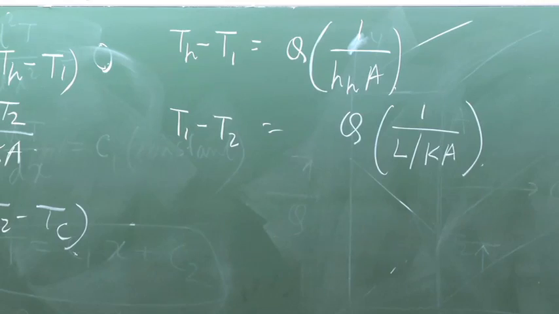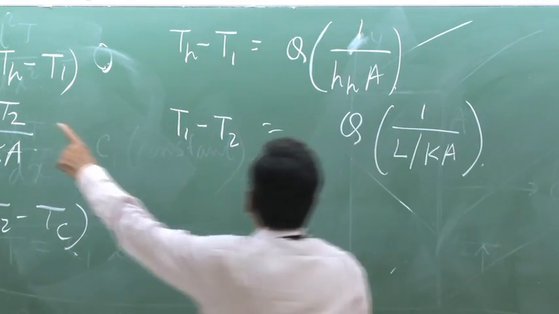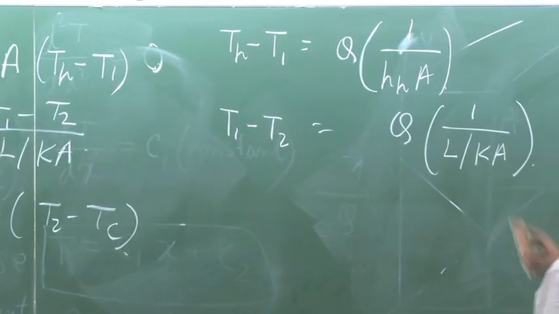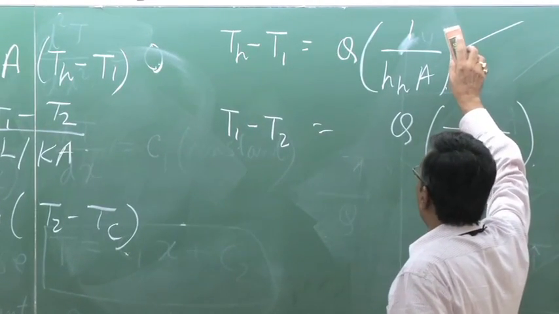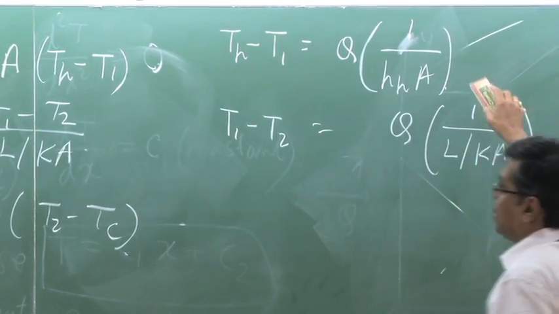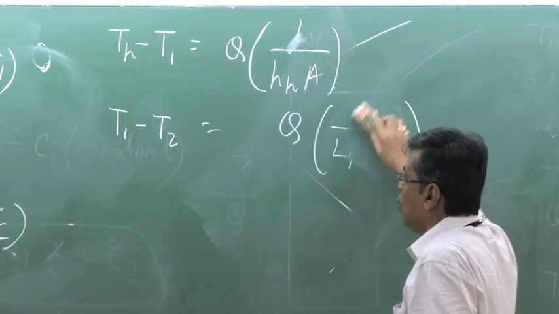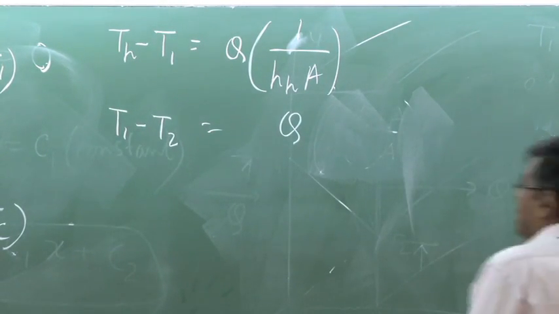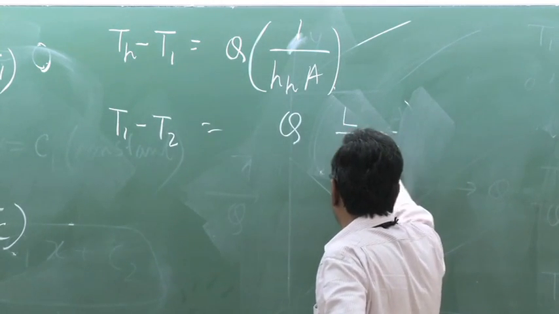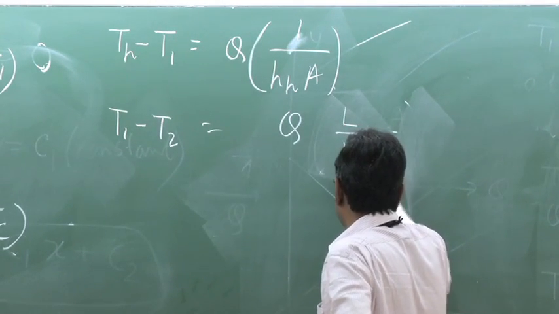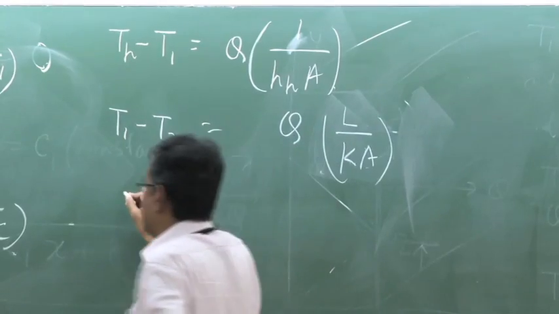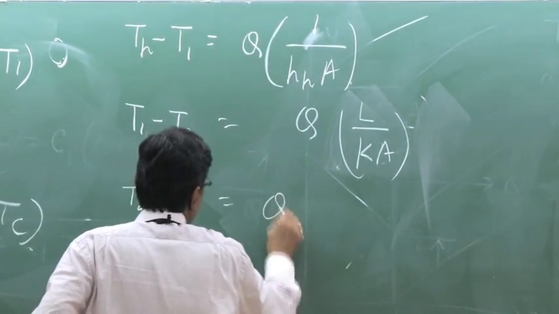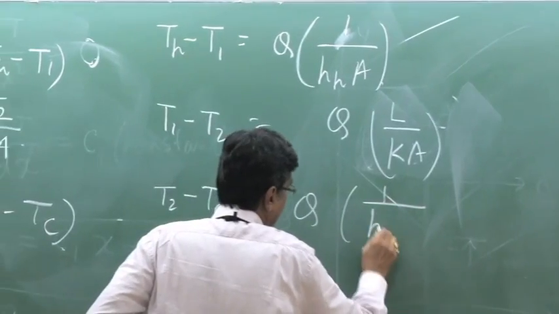Okay, it is Q by, Q by hHA, not 1 by hHA, I am extremely sorry. Q into 1 by hHA, it is all right. The second one is Q into L by kA, I am extremely sorry. And the third one is T2 minus Tc is equal to Q into 1 by hCA.